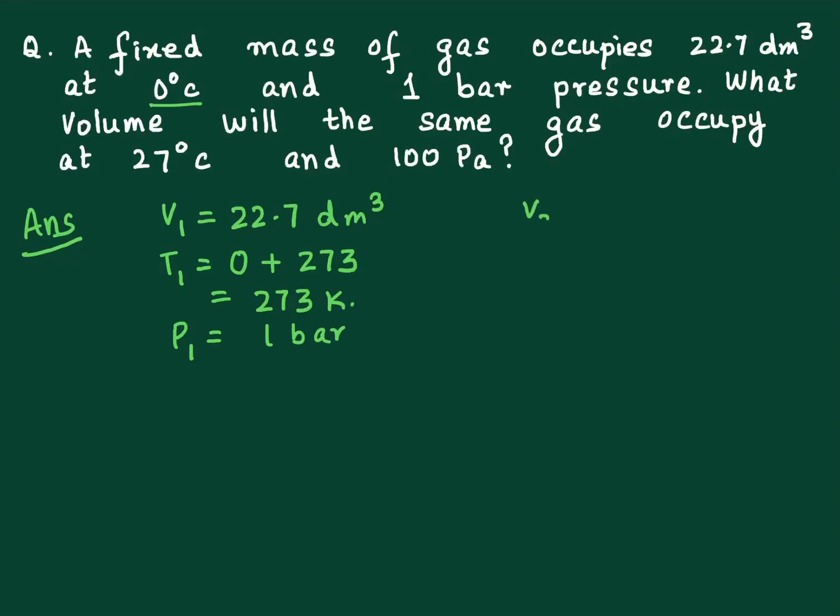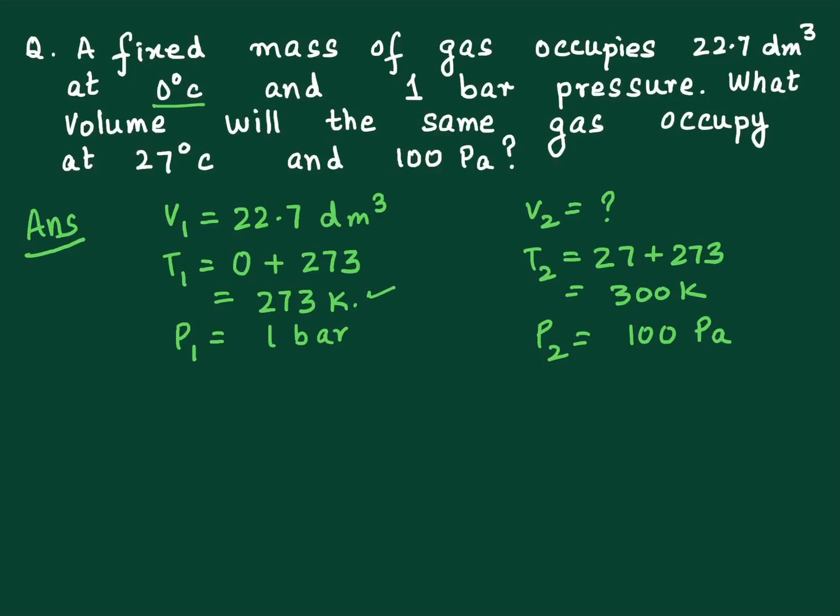What do you have to find out? The new volume the same gas occupies at a temperature of 27 degrees Celsius. So again, we convert it to Kelvin and we get 300 Kelvin. And the pressure over here is 100 pascals. Now, we already converted the unit for temperature. Well done. But you see bar and pascal, correct? So either I convert pascals to bar or bar to pascals. You can do either way.